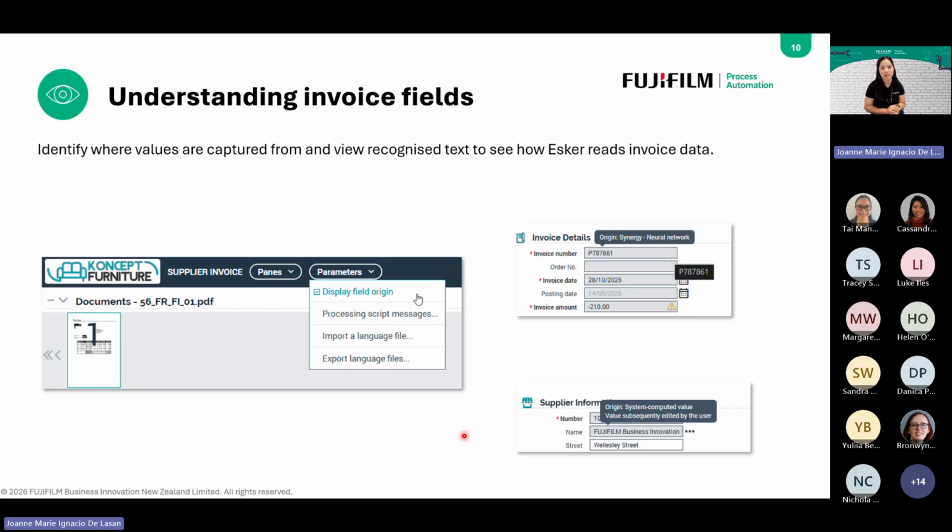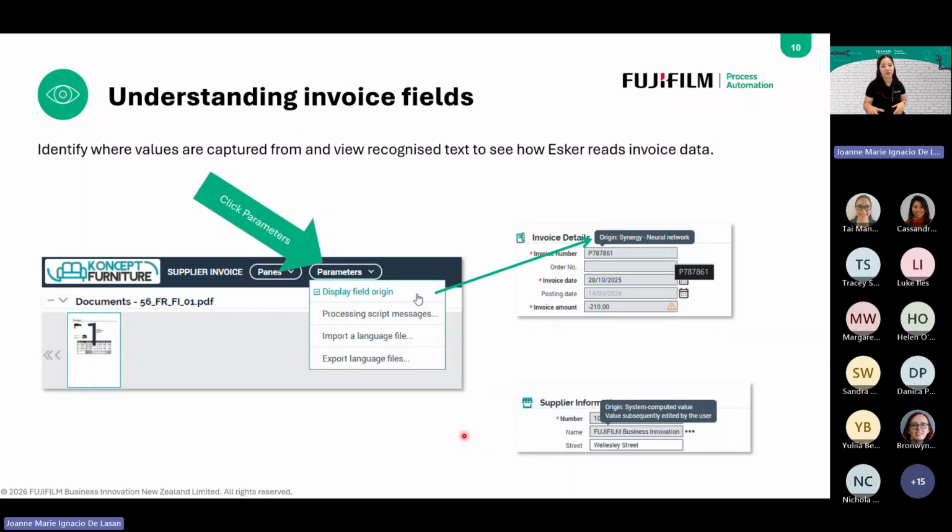Tip number 3 is understanding invoice fields. There are features in Esker that allow you to see how Esker reads and captures data from invoices. One tip is, from the invoice form, you will see on top of the screen the parameters drop down. Click on the parameters drop down and then click on display origin. After this, you will notice that the invoice fields look different now. They will become gray.